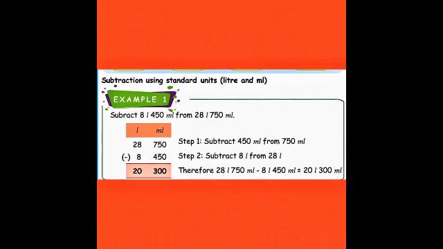Subtraction using standard units, that is liter and milliliter. Example 1. Subtract 8 liter 450 milliliter from 28 liter 750 milliliter. So we'll write liter and milliliter columns. Then write according to the values. In liter we have 28 and 8. In milliliter we have 750 and 450. Start the subtraction from right to left. So 0 minus 0, 0. 5 minus 5, 0. 7 minus 4, 3. 8 minus 8, 0. 2 take it down as such. So we have 20 liters and 300 milliliters.